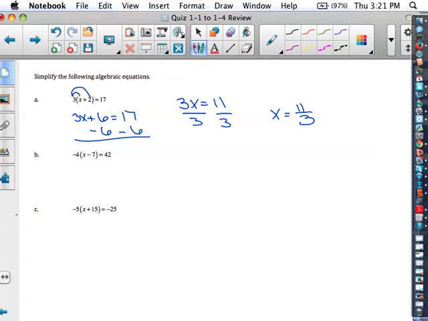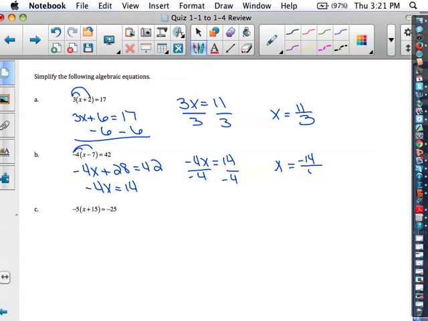Same thing for B. Distributive property gives us minus 4x. And then negative 4 times negative 7 gives me a plus 28 equals 42. So I have minus 4x is equal to 14. Divide by negative 4, and you should get that x is equal to negative 14 fourths. And you should reduce that, if you see that, to 7 halves.